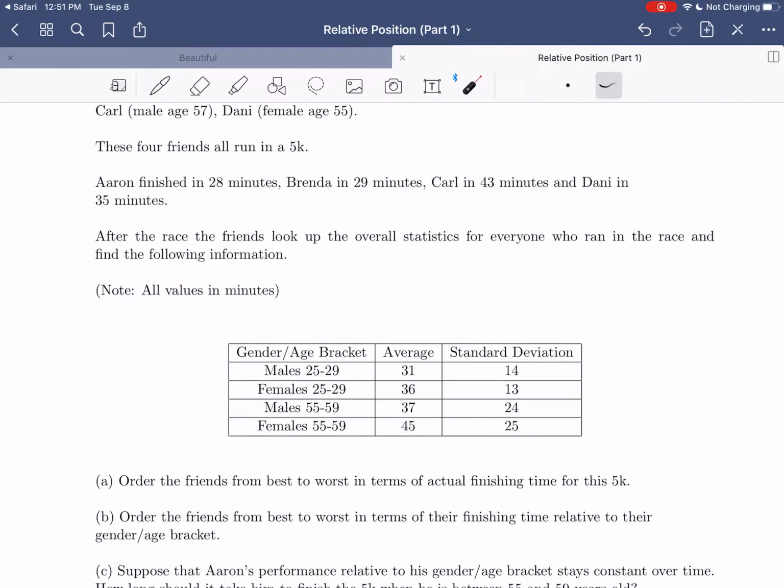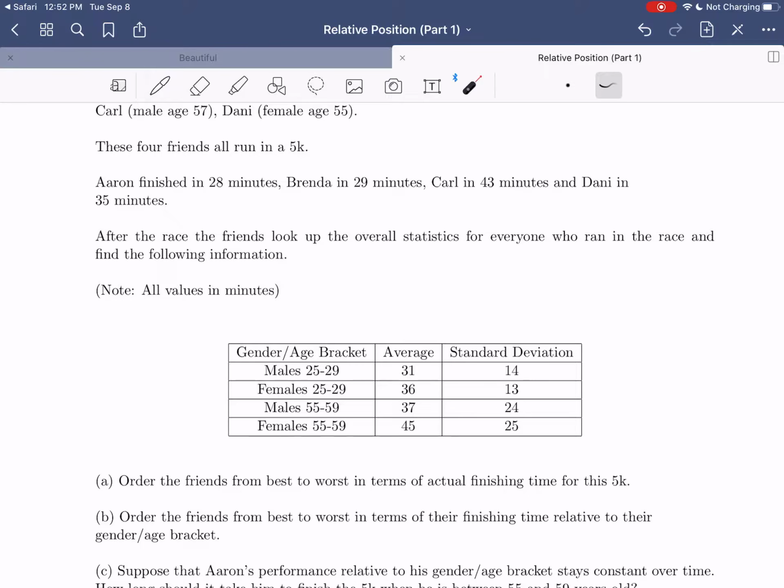A lot of times, if you've ever looked at or competed in a race or a 5K or a marathon, what you'll see is that they'll break down the information by age bracket and also gender. So we get these pieces of information. Males who were 25 to 29 years old averaged a completion time of 31 minutes with a standard deviation of 14. Females who were 25 to 29 took an average of 36 minutes with a standard deviation of 13. Males who were 50 to 59 took 37 minutes on average with a standard deviation of 24. And females who were 55 to 59 took on average 45 minutes with a standard deviation of 25.